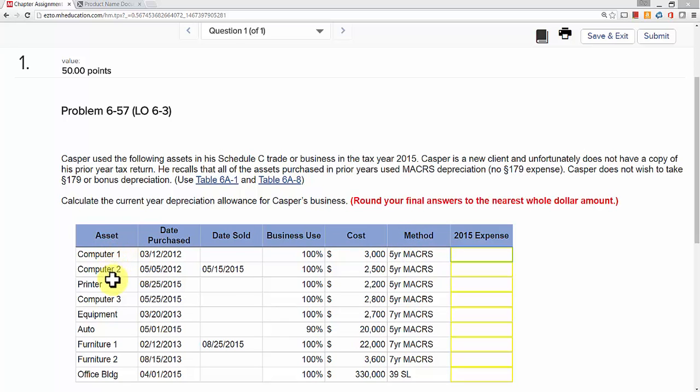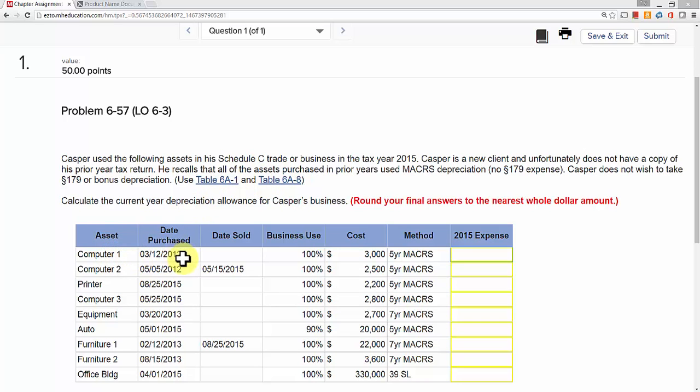Usually computers and peripherals and autos are a 5-year class life. General equipment and furniture is 7 years. And real estate, in this case non-residential, is I believe 39 years. And we need to use the depreciation rates at the end of our Chapter 6. So here we're given tables to get those rates. So let's do the first one here.